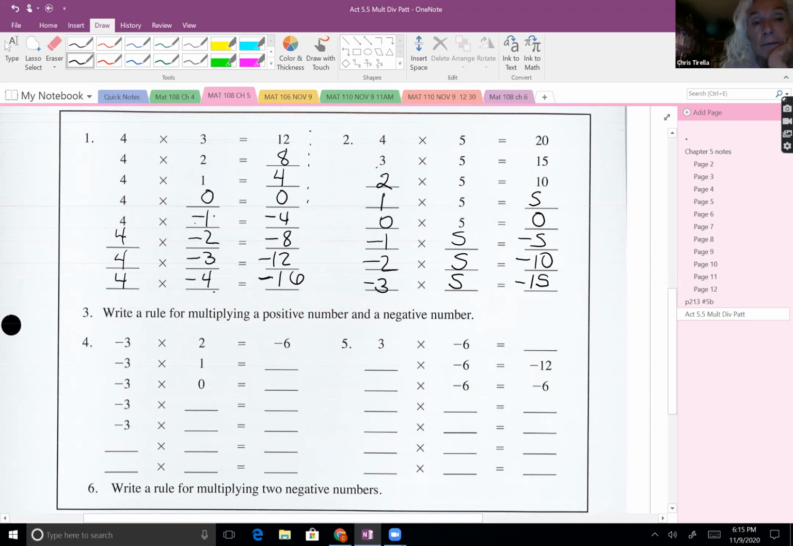The product of a positive and a negative will be? Negative. Beautiful. And the product of a negative and a positive will also be negative. So can we generalize to say that if one factor is positive and the other is negative, the product is negative.